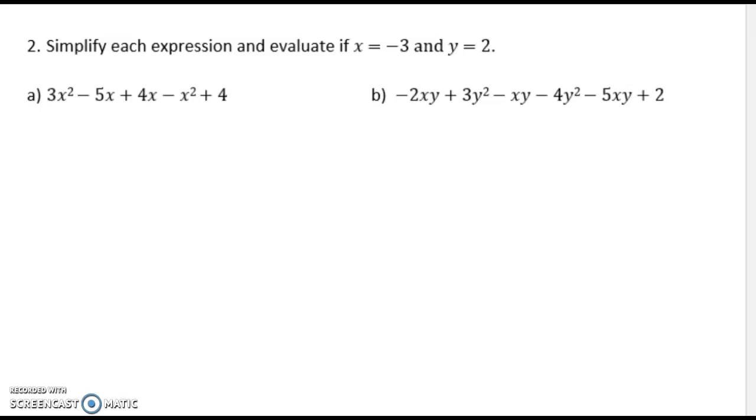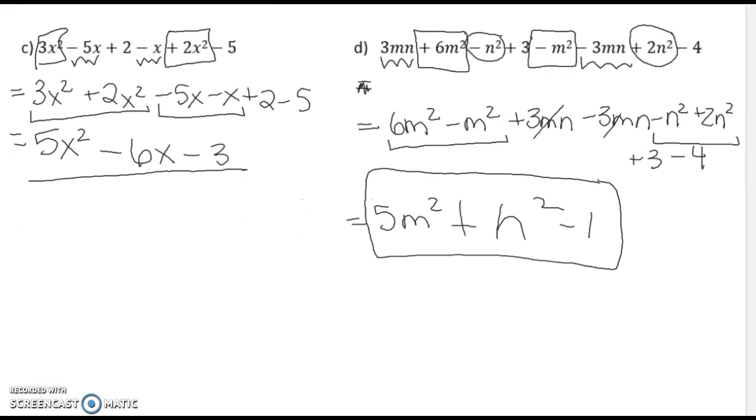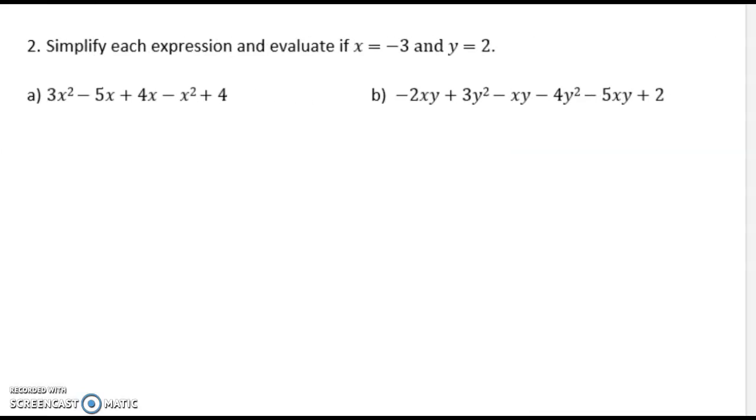Last two. So now we're going to simplify each expression, so like we were just doing, but now we're going to plug in x is going to equal negative 3 and y is going to be 2. So it's going to be just like these, only once we get to here, we're going to sub in a value for our variables. Okay? So first things first, let's collect our like terms.